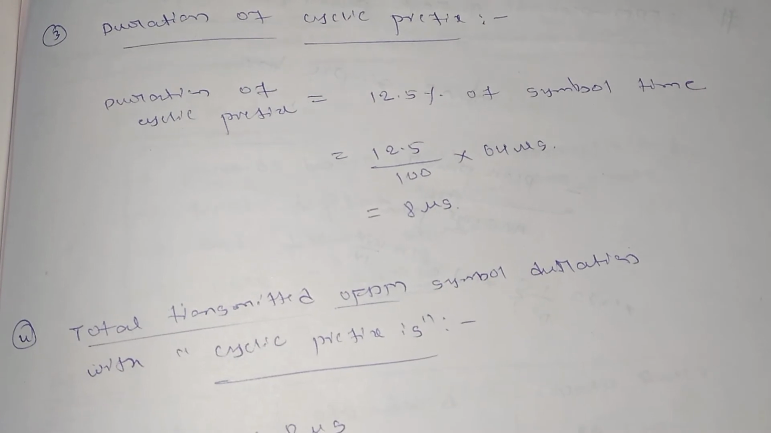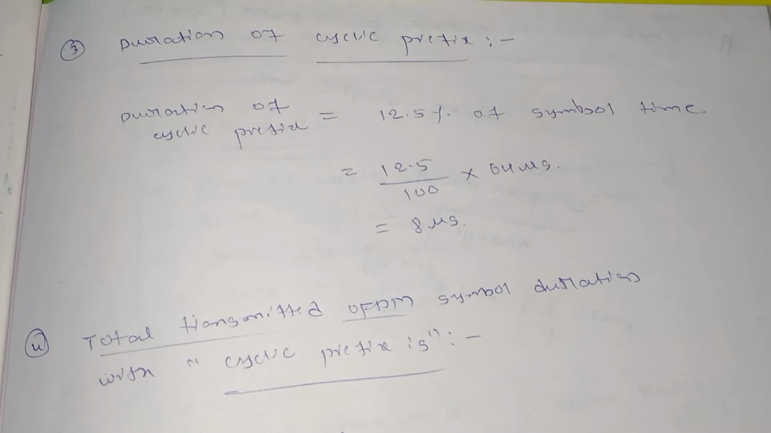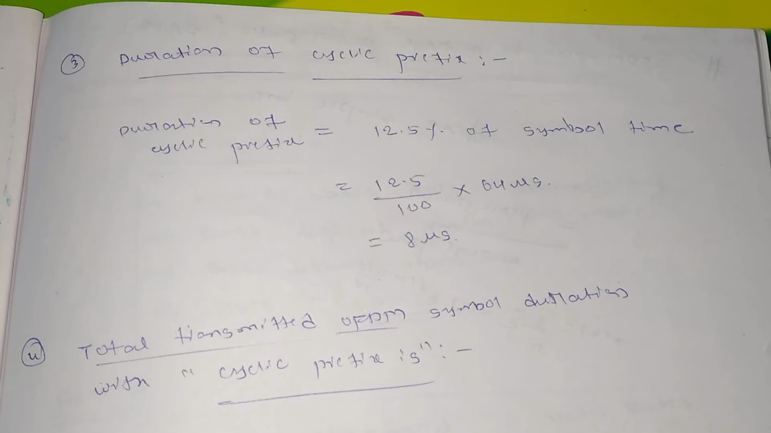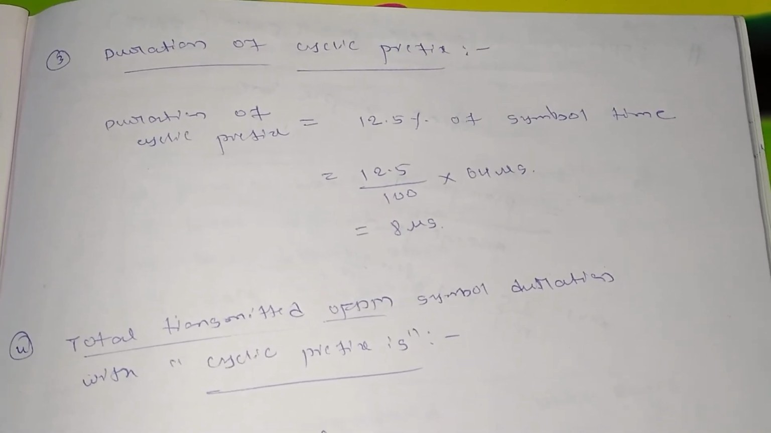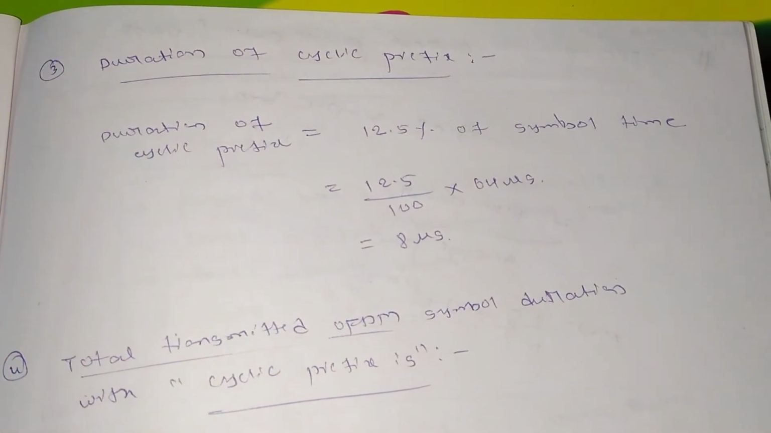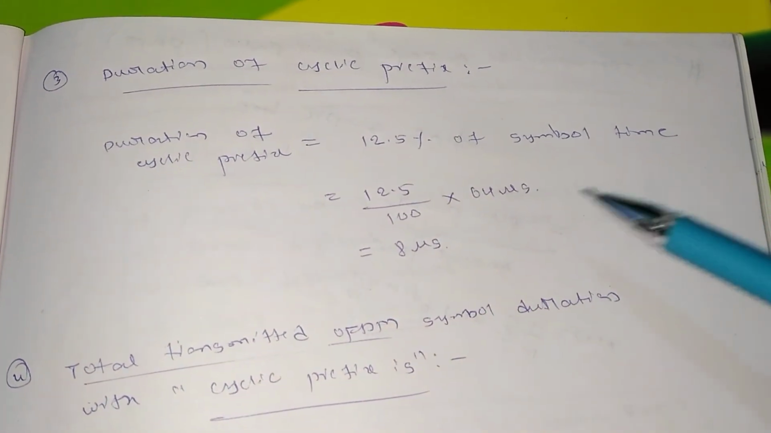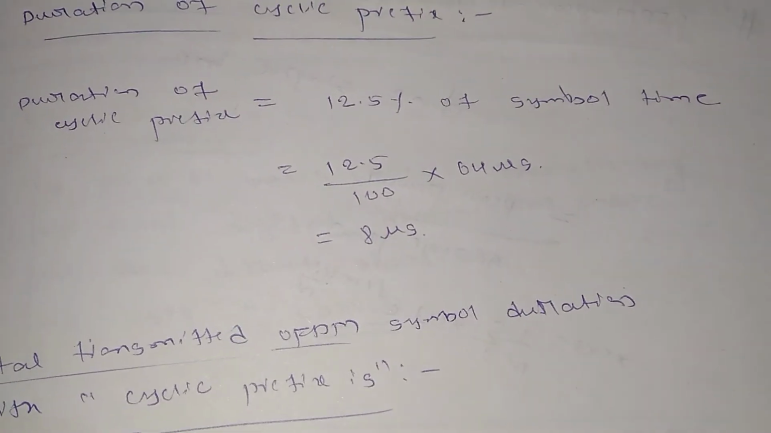Alright, so now just move ahead and try to find out the duration of cyclic prefix. These are the type of problems where you will be given data and you need to just put the data in the formulas and get the answer. So very easy, guys. So duration of cyclic prefix is 12.5% of the symbol time. So 12.5 I can write as 12.5 divided by 100 because it's in percentage, and the symbol time I just found here, so it is 64 microsecond. So I'll just put 64 microsecond here, so it will come up to 8 microsecond if I calculate.